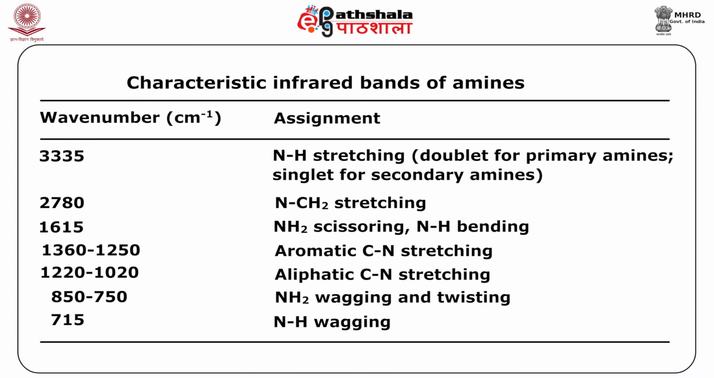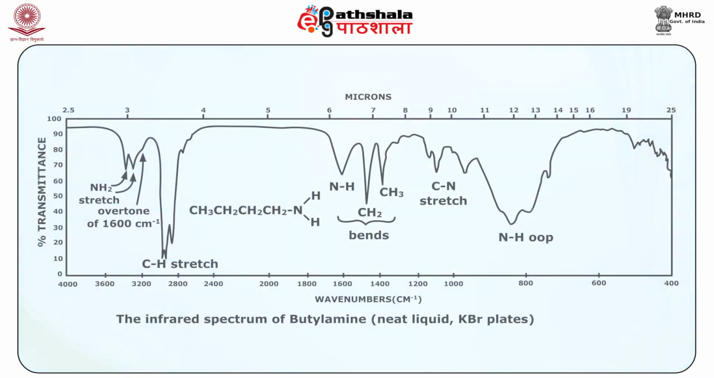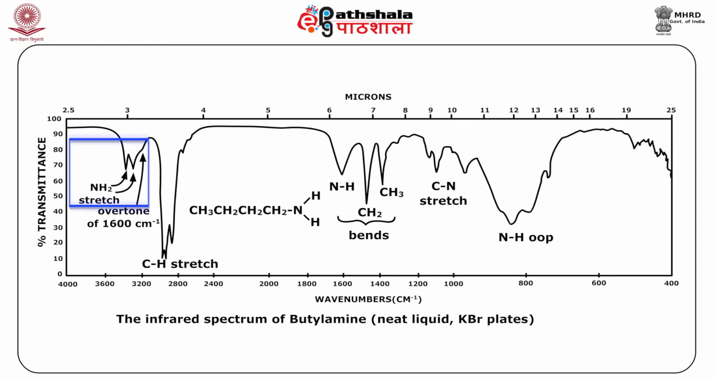Now in the table given, we summarize the main infrared bands for amines. You can see there are various scissoring, bending and wagging vibrational frequencies for primary, secondary and tertiary amines. In neat liquid samples, the NH bands are weaker and sharper than OH bands.